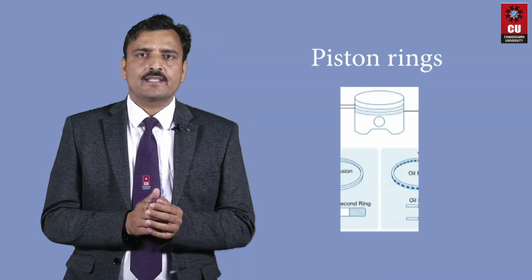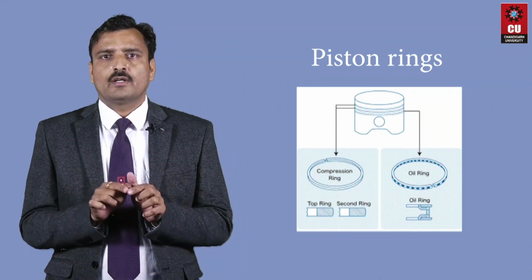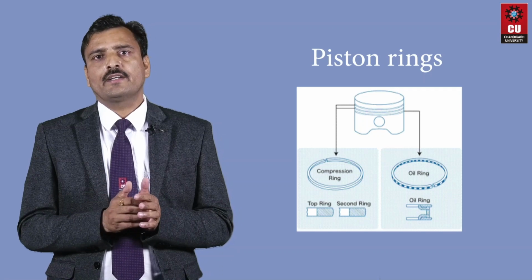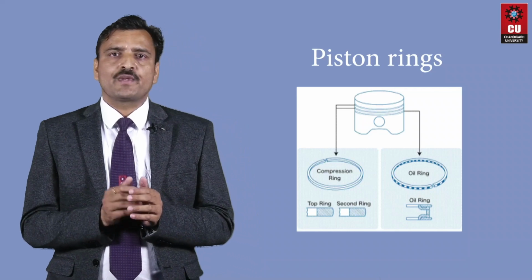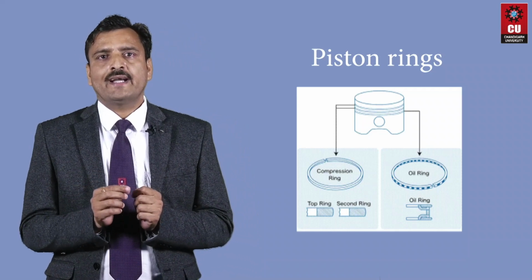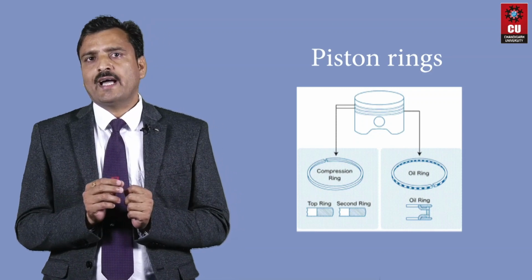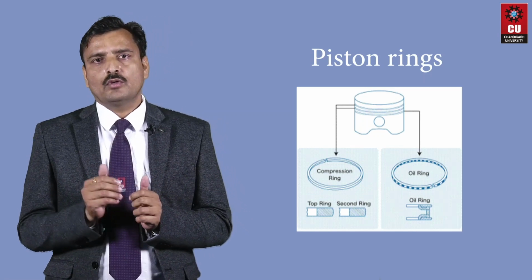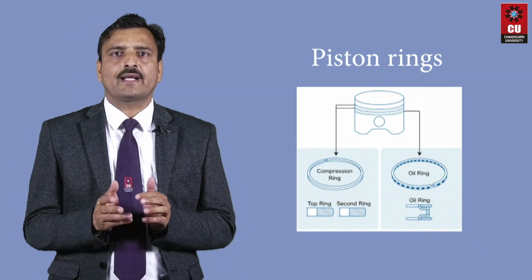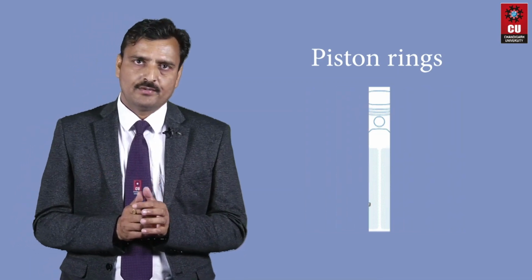And next part is piston rings. A piston ring is a metallic split ring that is attached to the outer diameter of the piston of an internal combustion engine, or it may be a steam engine. The main function of the piston rings in the engine is to provide sealing in the combustion chamber. The piston of an IC engine has two sets of rings. Rings provide the airtight seal to prevent the leakage of burnt gases or oil. And rings are made of special steel alloys.